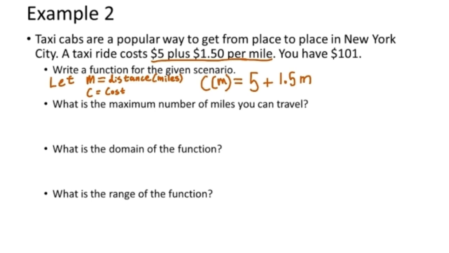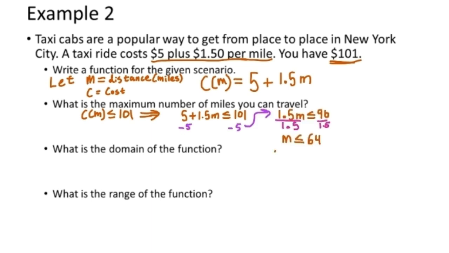Next, we want to know what is the maximum number of miles you can travel. Keep in mind, we only have $101 in our pocket. So our cost must be less than or equal to $101. If it goes more, then we get in trouble with the taxi cab. So from this, we have the inequality that our cost, which is 5 plus 1.5m, is less than or equal to 101. Now we can solve this inequality, and we get that m must be less than or equal to 64. So what is the maximum number of miles we can travel? The maximum we can travel is 64 miles.